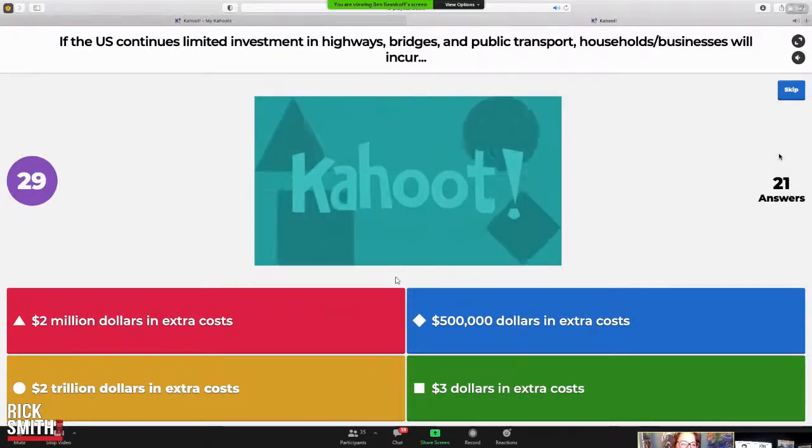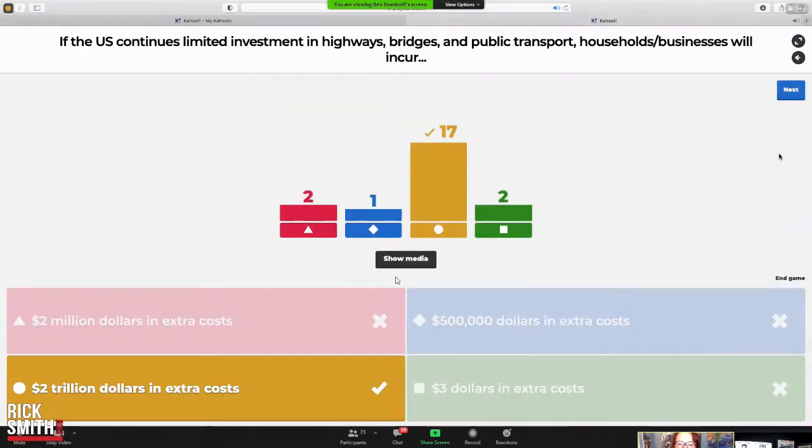Clearly. All right. 2 people said $3. Wow. Okay. That one shocks me. Yeah, it's $2 trillion over the next decade, I believe. We're going to see it in massive costs if we continue at the level that we're at now.